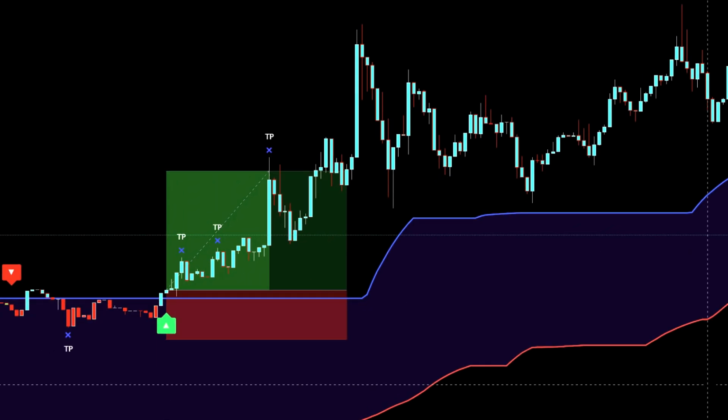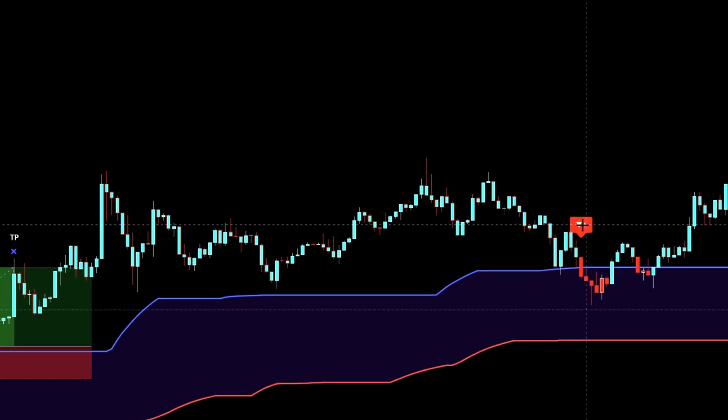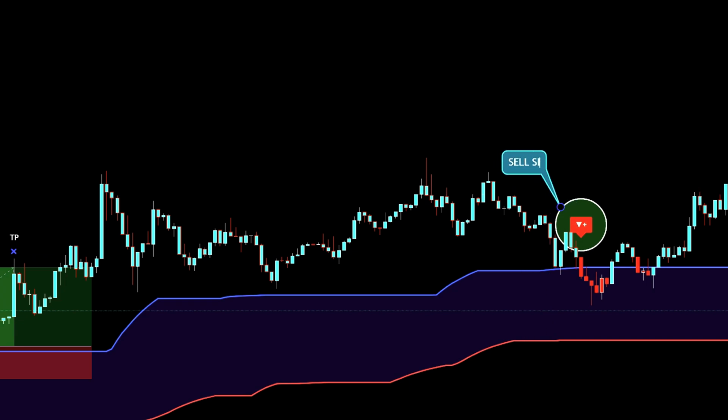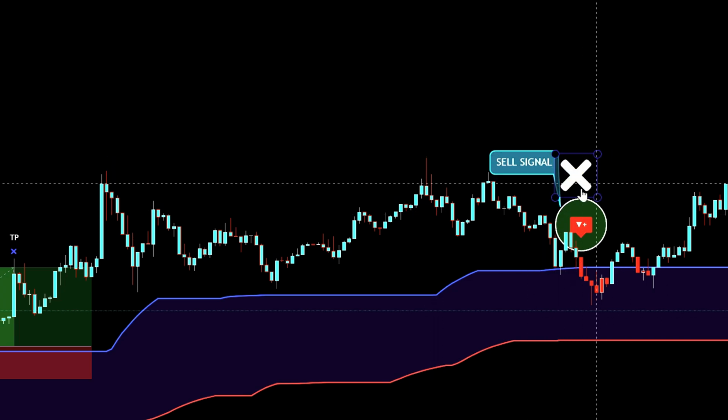Now, look what happens a little later. The trend is still up, price is above the band, but we get a sell signal. What do we do? We ignore it. It's that simple. The signal is against our primary trend filter, so according to our rules, it's not a valid setup. We just let it pass and wait for an opportunity that fits our plan.